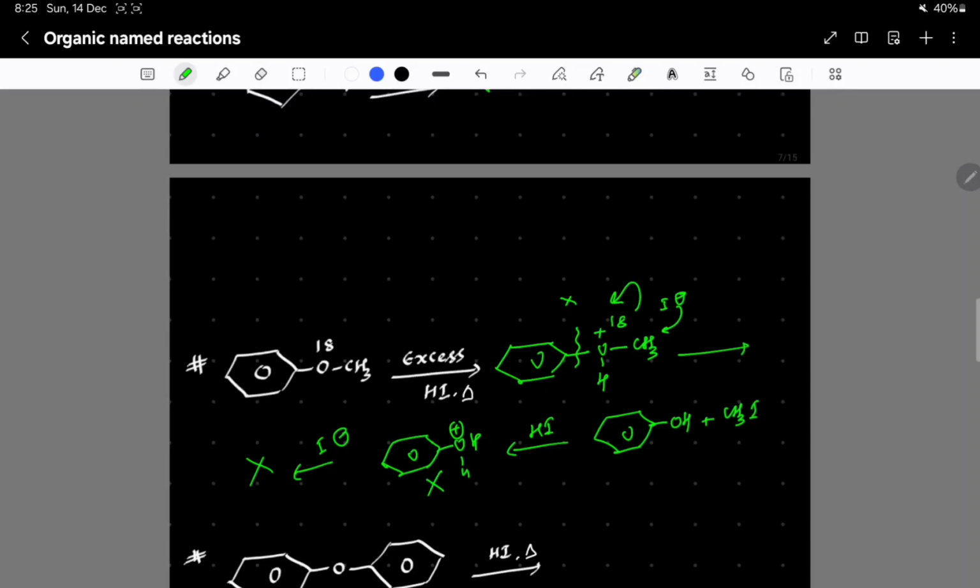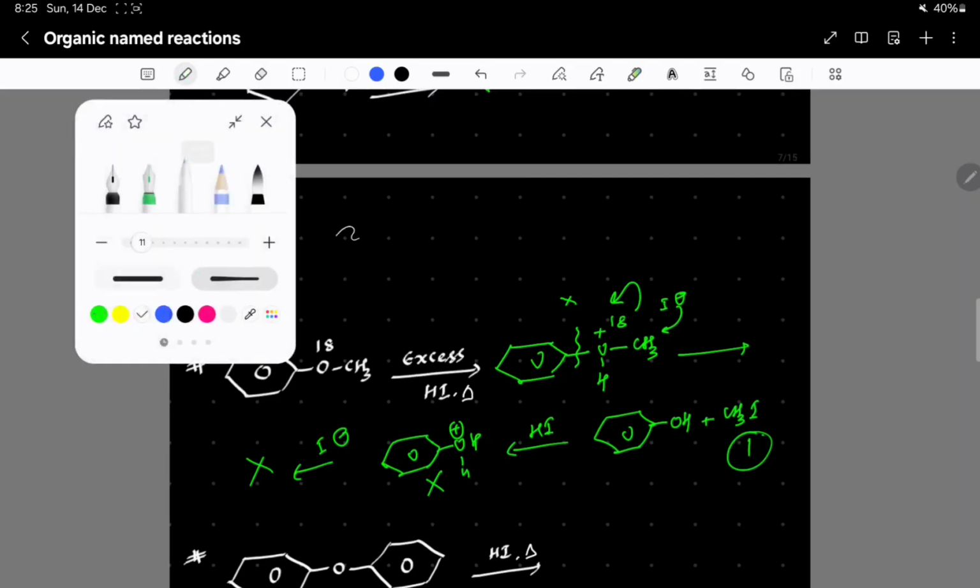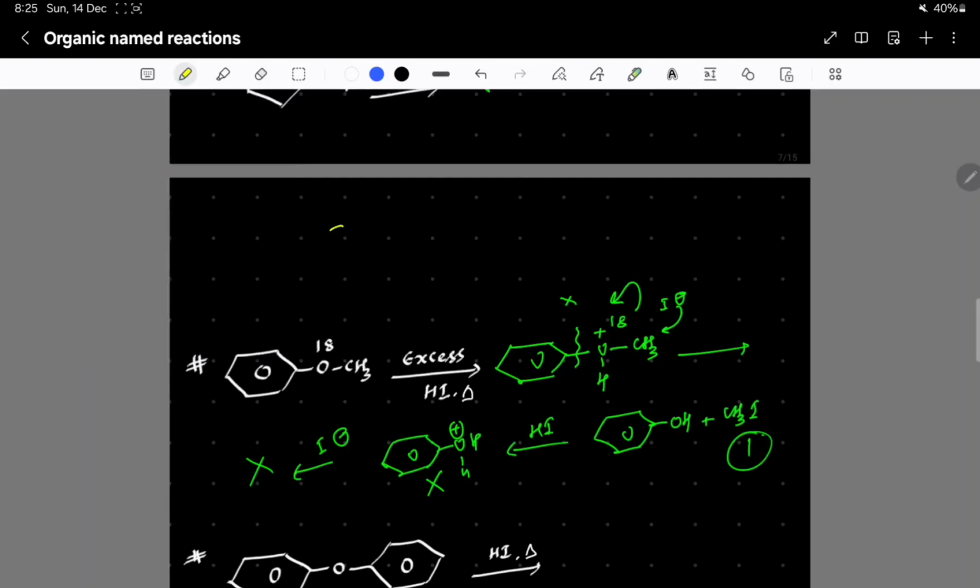From this case, maybe the examiner wants to make a question on the number of equivalents of HI. You can go with the answer: the number of equivalents of HI will be 1 only. Don't go for the answer 2, because the second reaction is not feasible. That's why please concentrate.